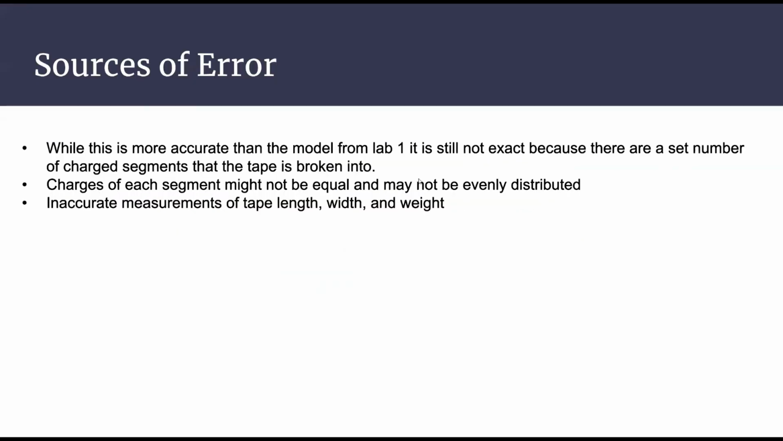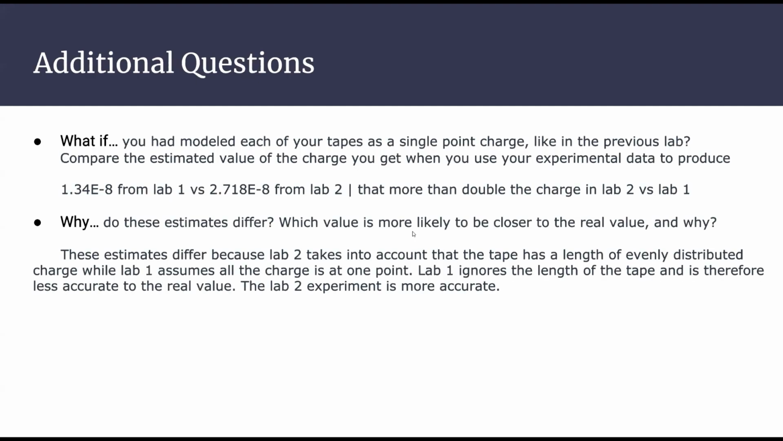And then sources of error. While this is more accurate than the model from Lab 1, it's still not exact because there are a set number of charge segments that the tape is broken into. Here I had 30 segments, but for it to be very exact, we'd have to have an infinitesimally small number of them. Charges of each segment might not be equal and may not be evenly distributed, and there may be inaccurate measurements of tape length, width, and height.